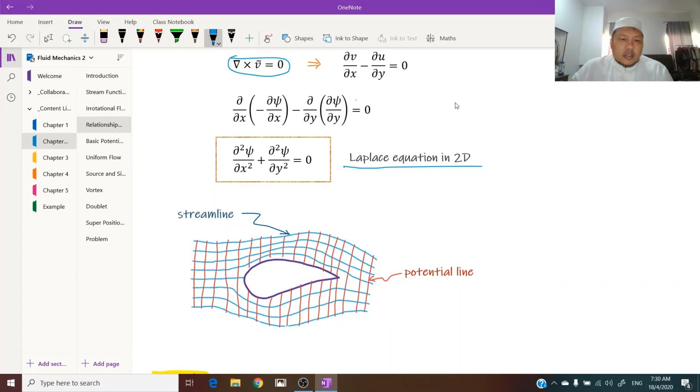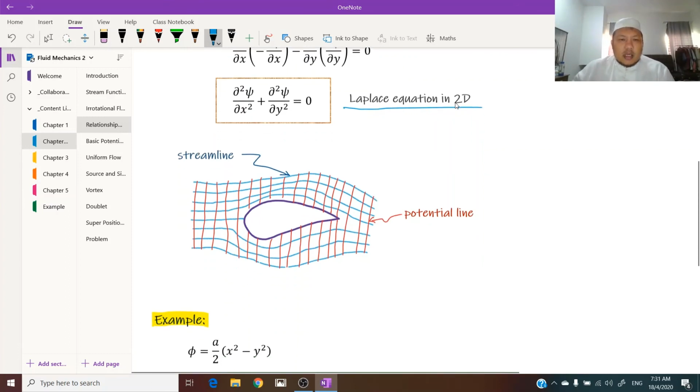So if you draw these lines, we refer back to the previous figure that I have shown. If we draw these lines, we get this type of line, the red one, we call it the potential line, and the blue one, we call it the streamline. So it's constant along the line for both potential line and streamline.